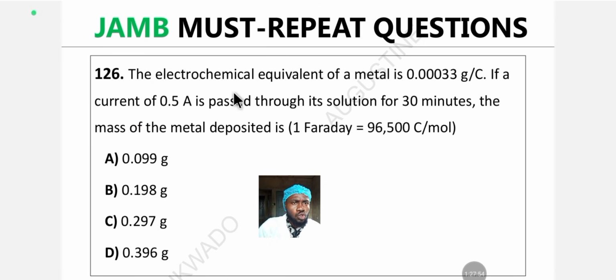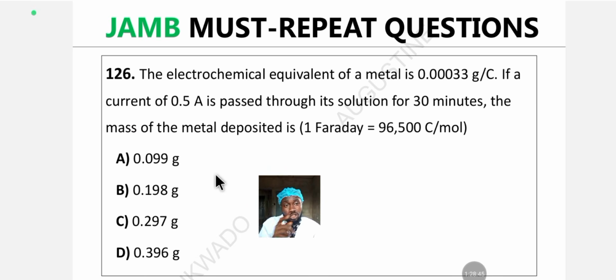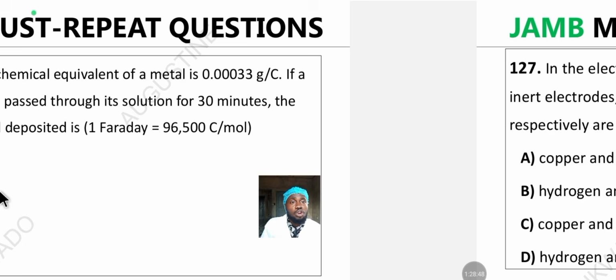Question 126. The electrochemical equivalence of a mass is 0.00033 grams per coulomb. If a current of 0.5 ampere is passed through its solution for 30 minutes, the mass of the metal deposited is what? Take 1 Faraday equal to 96,500 coulomb per mole. A. 0.099 gram. B. 0.198 gram. C. 0.297 gram. D. 0.396 gram. What's the answer? Drop the answer in the comment section. This question is just so cheap. You know the law to use now. Here is the law of Faraday, but you are the one to know if it's the first law or the second law that you have to use to solve that question.